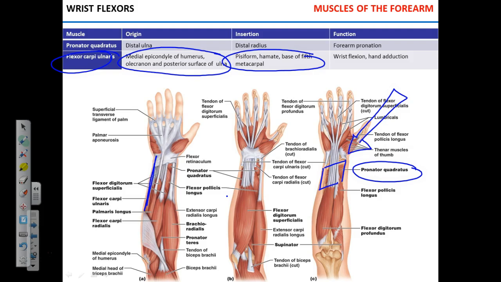Now, another thing. If something points at the forearm, there are two types of muscles that you're going to see: pronator muscles and flexor muscles. There will be no extensors. Am I clear? So if one of the answers is extensor, you can ditch it right away.